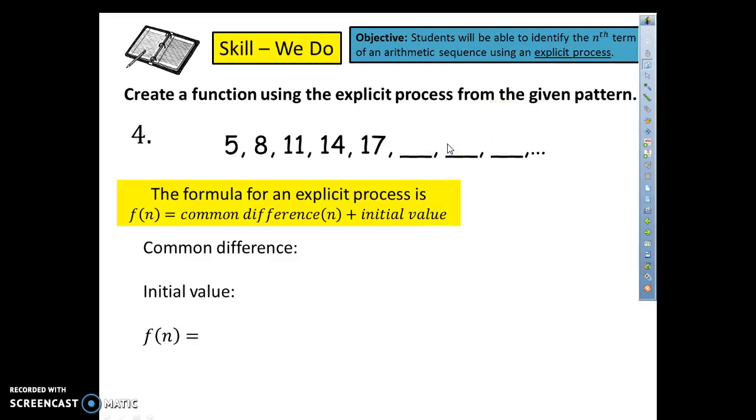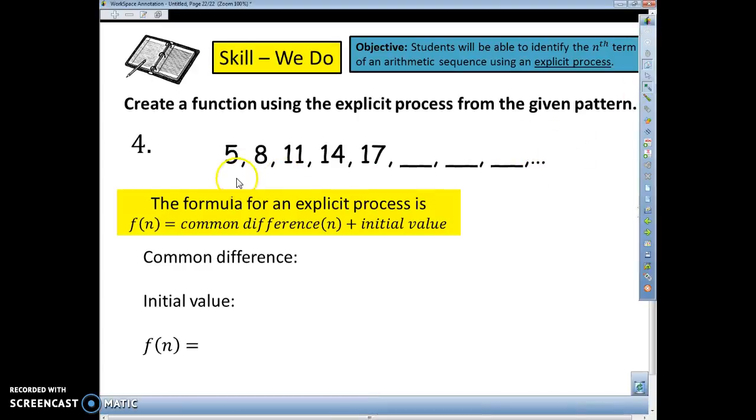Example 4. On these problems, notice it's given in a list. The important thing to know when you're given a list of numbers is that the first term given here is always f of 1. This is f of 2. This is f of 3. So really you start with the first term. And they want us to create a function using the explicit process from the given pattern.